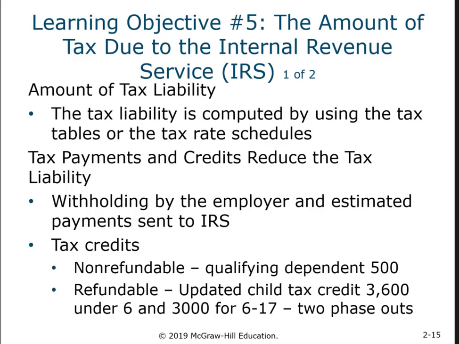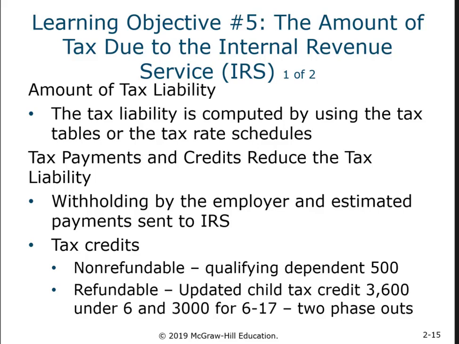So a new one that was added for 2021, child tax credit. Well, it already existed. It was increased. That's what I should say. For 2021, the refundable part updated this child tax credit. It used to be $2,000 per qualifying child. And for 2021, it's $3,600 for a qualifying child under 6, $3,000 for qualifying children between 6 and 17.